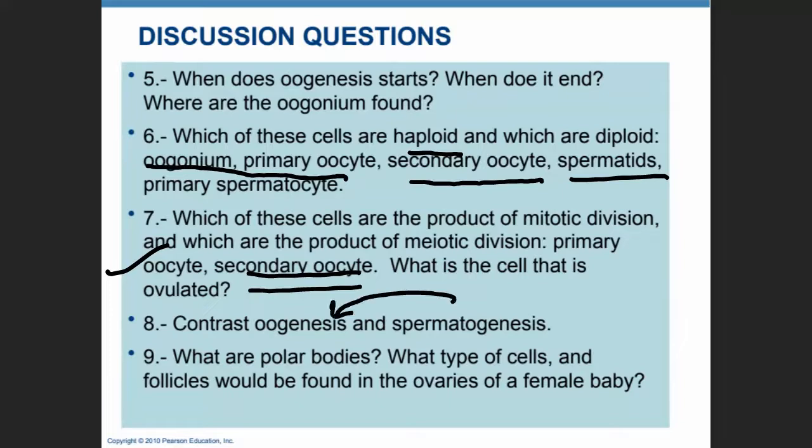We have contrasted oogenesis with spermatogenesis. You should know what we mean by these polar bodies. And what types of cells will be found in the ovaries of a female baby? Those will be the primary oocytes.